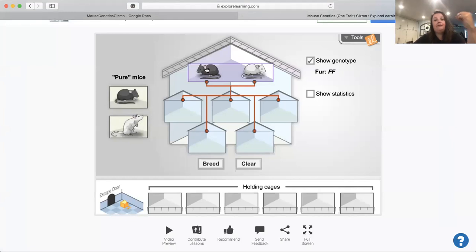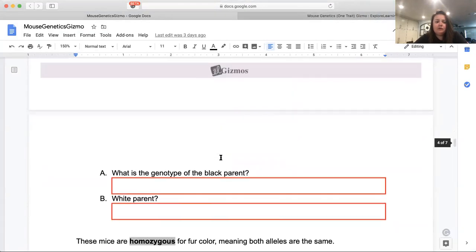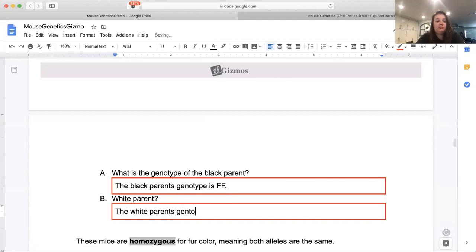So F means fur color. Usually you use a letter that represents what the phenotype, or the physical appearance, is. So fur, that's why we have the capital Fs. And let's go back over here. It says, move your cursor. What is the genotype of the black parent? Complete sentences: the black parent's genotype is capital F, capital F, and the white parent's genotype is lowercase f, lowercase f.